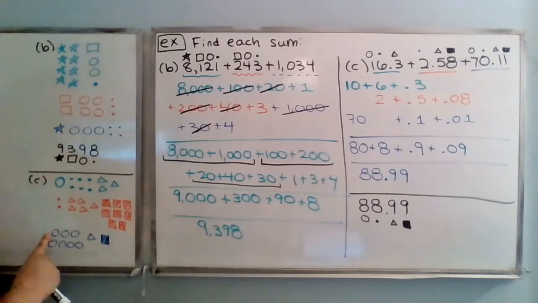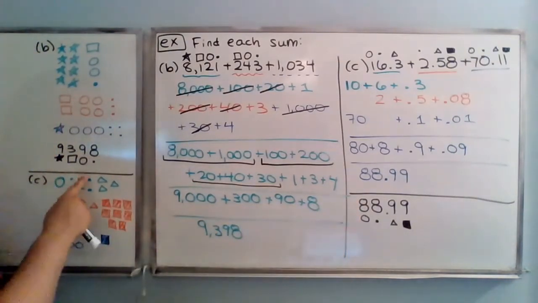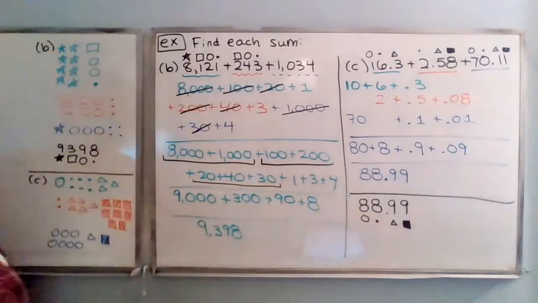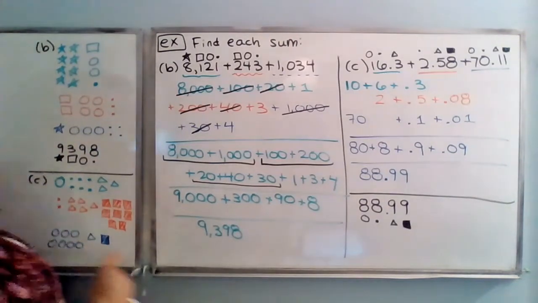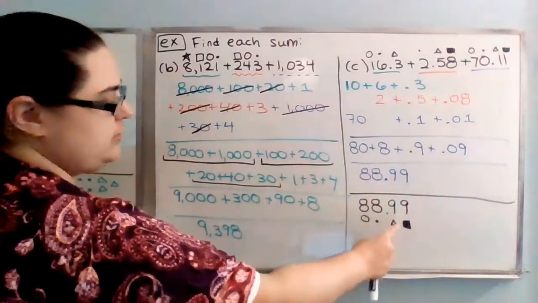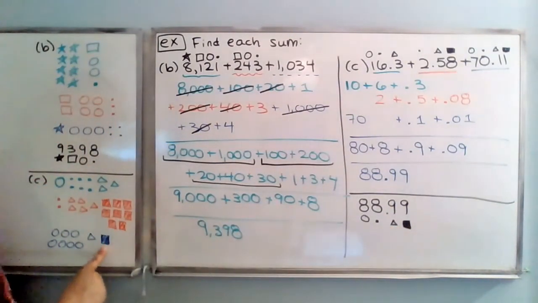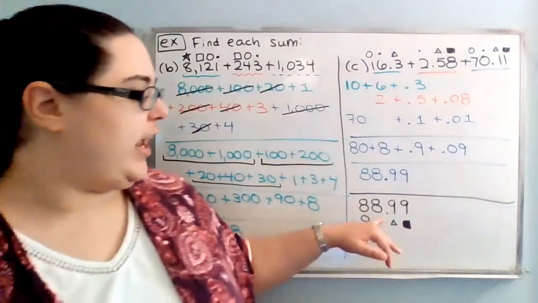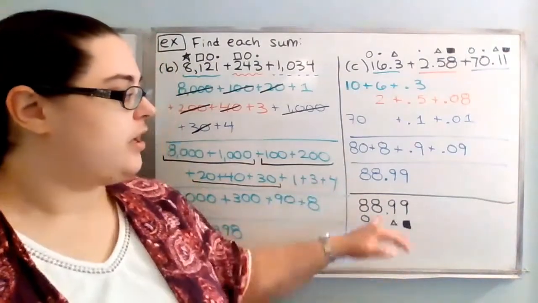So I have 1, 2, 3, 4, 5, 6, 7, 8 circles. So I had 8 circles. 1, 2, 3, 4, 5, 6, 7, 8 dots. So I had 8 dots. 1, 2, 3, 4, 5, 6, 7, 8, 9 triangles. So here's my 9 triangles. And then 1, 2, 3, 4, 5, 6, 7, 8, 9 squares. So 9 squares. So we ended up getting 88 and 99 hundredths, or 88.99 either way.